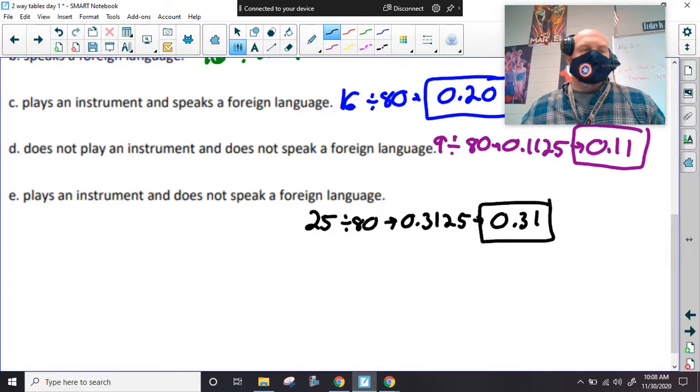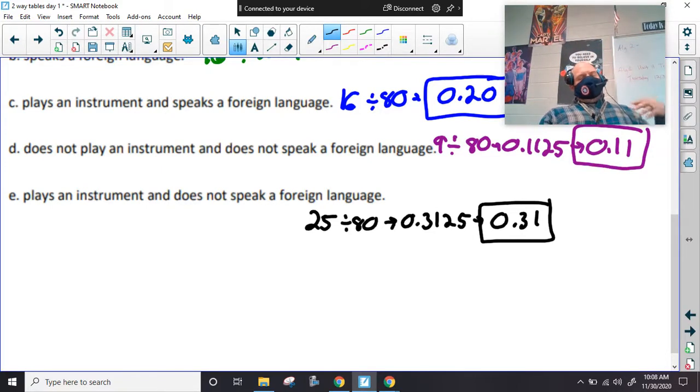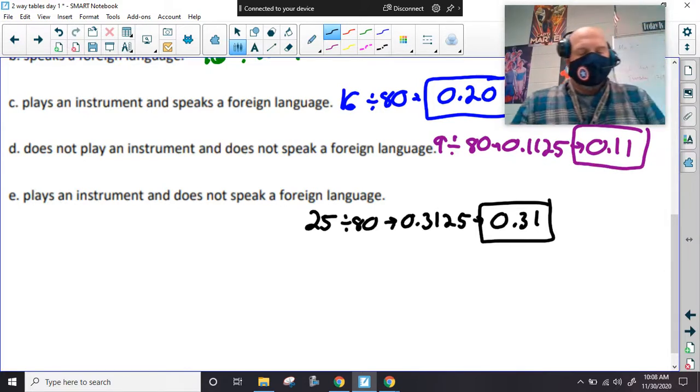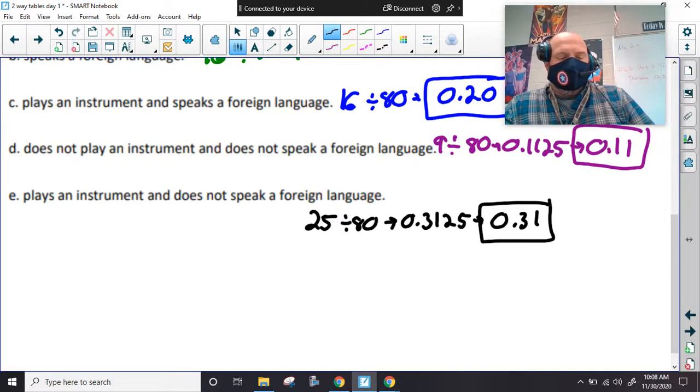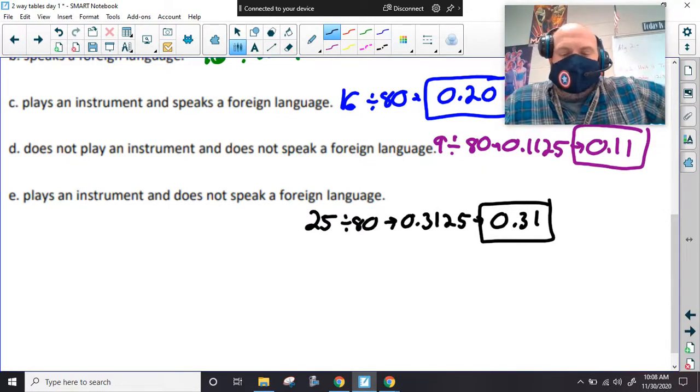Okay, now, believe it or not, the probabilities we just found actually have a definition, and it's always fun to mention what they're called in high school because of its name. It's called the joint frequency.